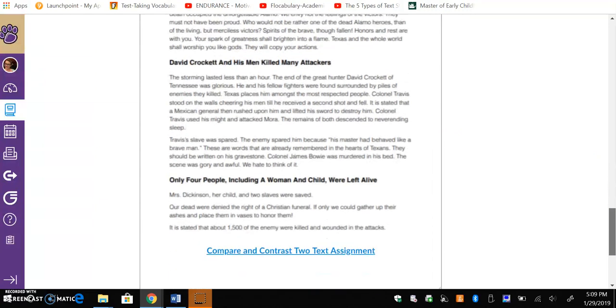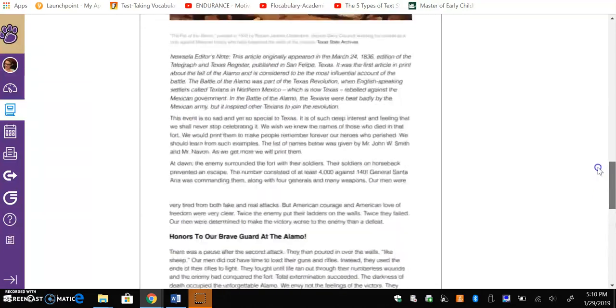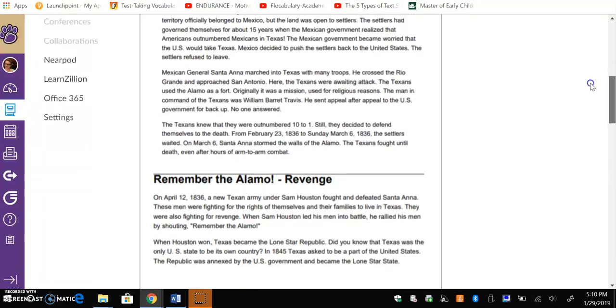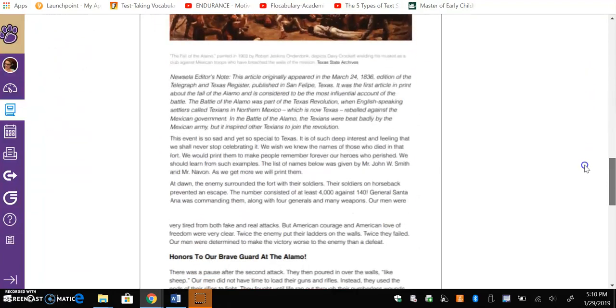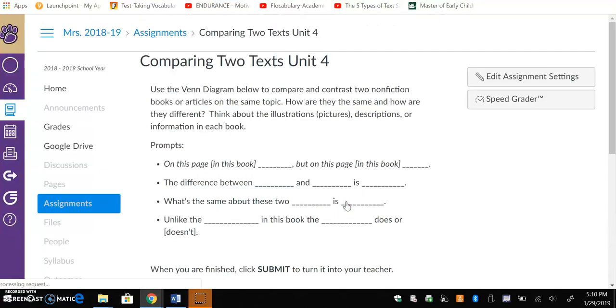Okay, so I'm going to pause there. I could go ahead and read on, but I already noticed some different things about the 2 passages. Both of them have very similar information, and as you do yours, you'll probably run into that same thing. So now I'm going to go ahead and click on my assignment.